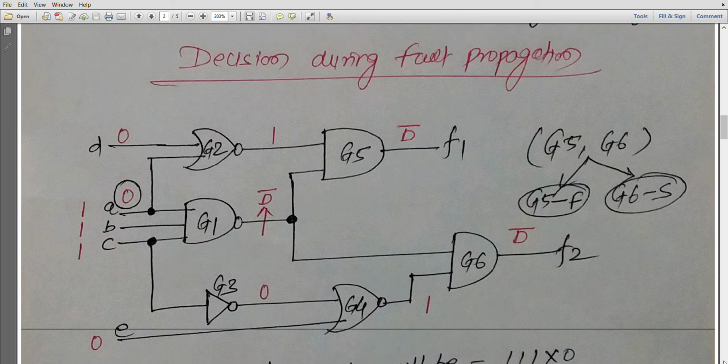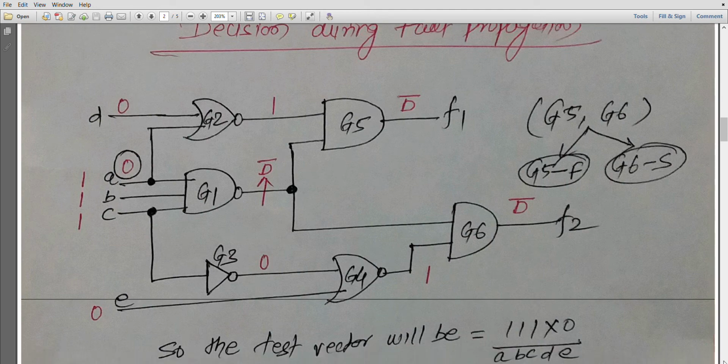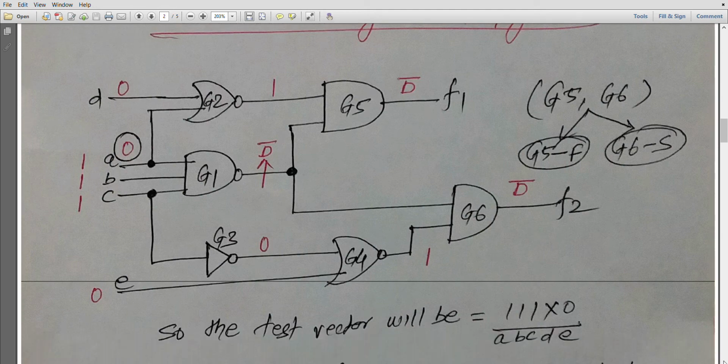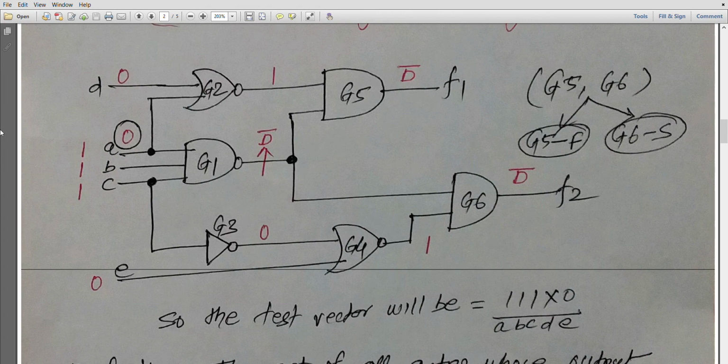Okay, so what would my test pattern look like? A is equal to 1, B equals 1, C equals 1, all 1 1 1, E has to be 0. And does D affect my logic over here? No, because D is not connected through my propagation path.